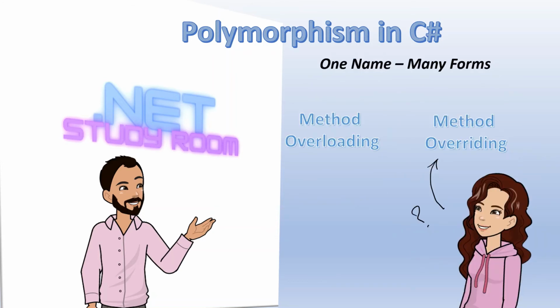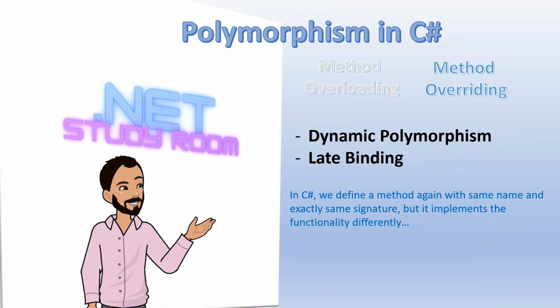Got it. And what is method overriding? Method overriding is also known as dynamic polymorphism, or late binding. In this, we can override a method by defining a method with the same name and same signature, but it implements the functionality differently.